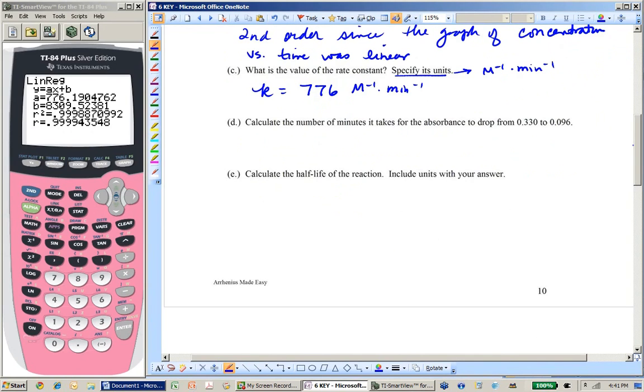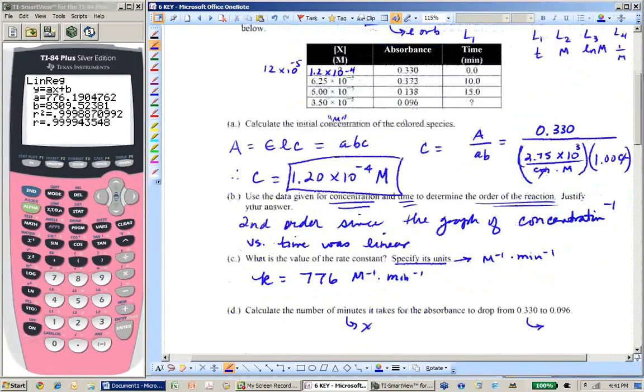Now calculate the number of minutes it takes. So you think to yourself, minutes, that's a time. So that is an X value. And it takes for the absorbance to drop from 0.330 to 0.096. Let's think about that for a second. How am I going to pull that off?